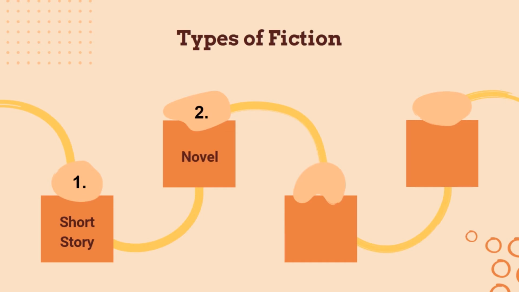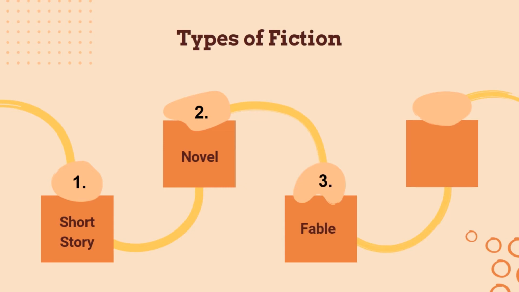Number 2. Novel. A fictitious narrative with a complex plot, and it is divided into chapters. This is a narrative prose book length. The minimum number of words in a novel is 50,000. There is also what we call novella that has 10,000 to 40,000 words, and the novelette that has a word count between 7,500 and 17,000 words. Example of a novel is The Old Man and the Sea by Ernest Hemingway.